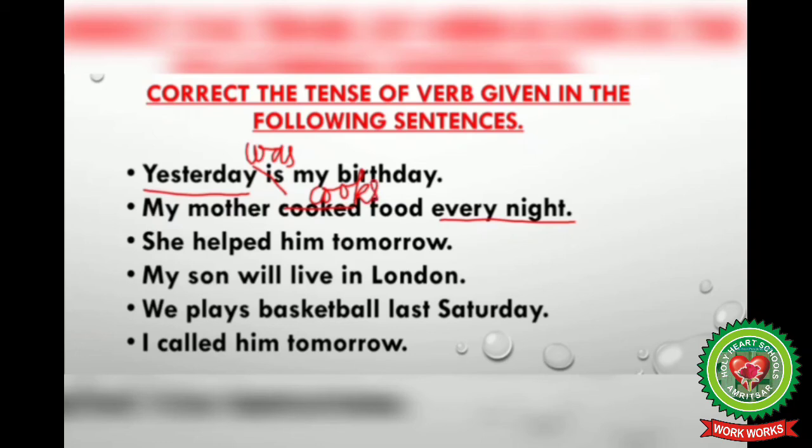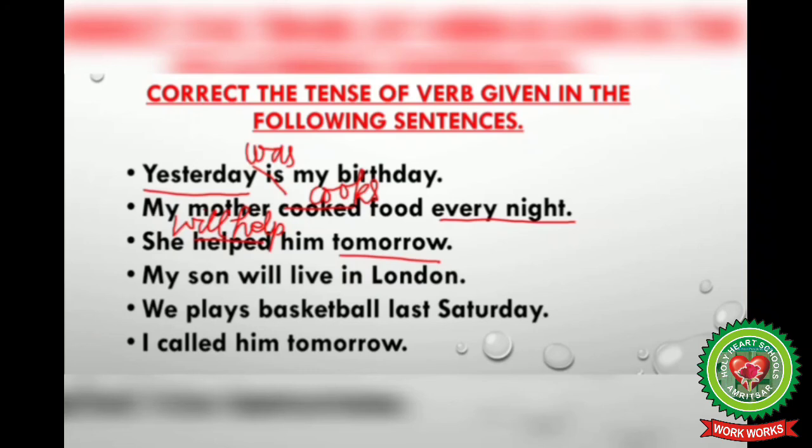Next, she helped him tomorrow. Tomorrow in a sentence indicates that an action will happen in the future. So we should use future tense. So instead of helped, help will come. So she will help him tomorrow.